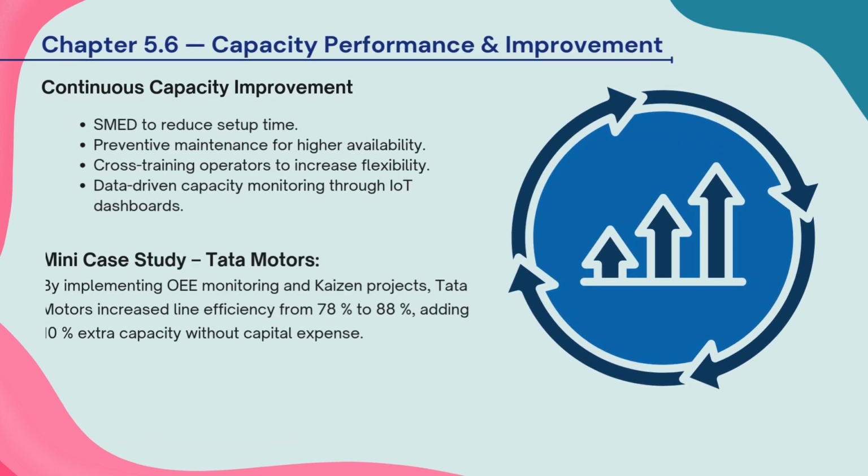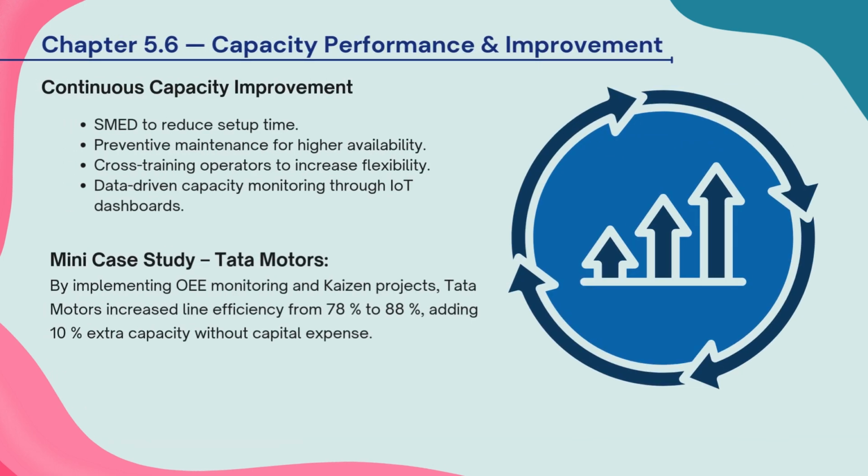This slide highlights ways to continuously improve capacity. Techniques like SMED reduce setup time, preventive maintenance increases availability, and cross-training boosts flexibility. Data-driven monitoring through IoT dashboards helps identify capacity losses early. The Tata Motors case shows how OEE monitoring enabled an improved line efficiency from 78% to 88%, adding 10% extra capacity without new investment.